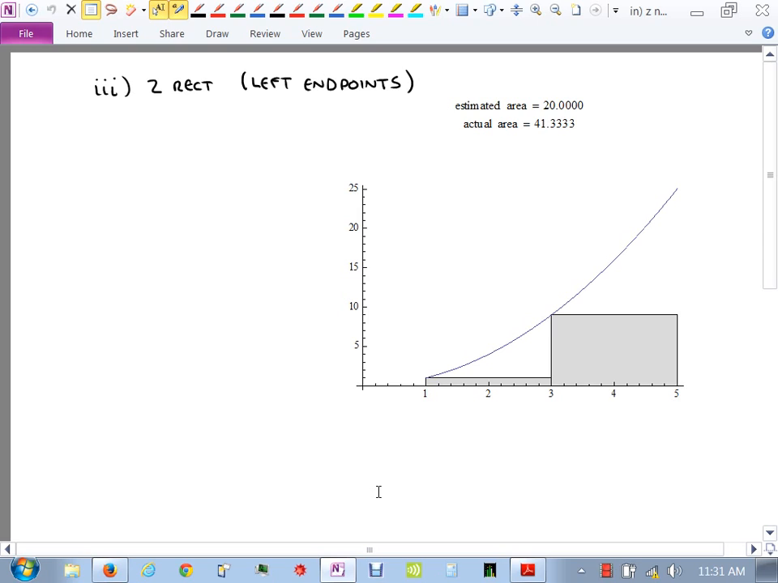Okay, so take a look at this now. We're going to do the same thing, two rectangles. So we're back to two rectangles, but instead of forming our rectangles using the right endpoints, we're going to use the left. We still have the same interval here: A is 1, B is 5. We cut it into two rectangles. But when we pick the height, we're not going to be going off the right endpoint. Do y'all see the difference between the right and the left?